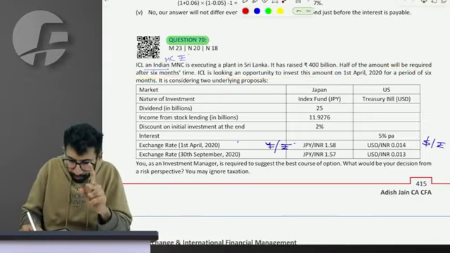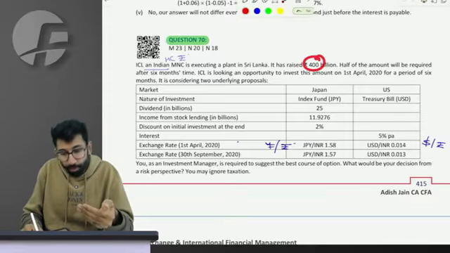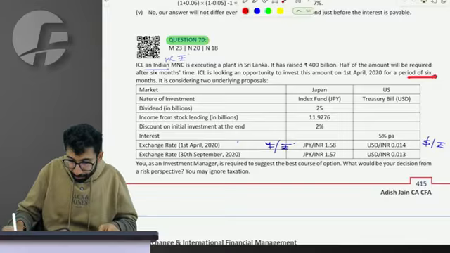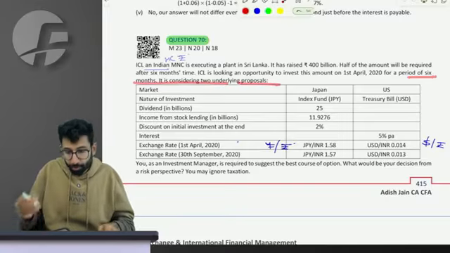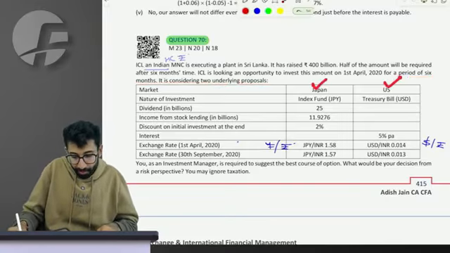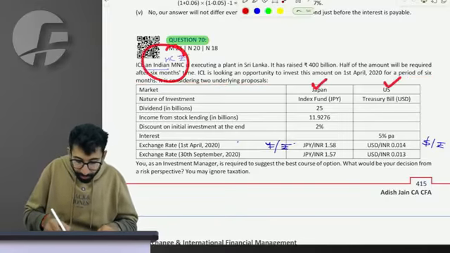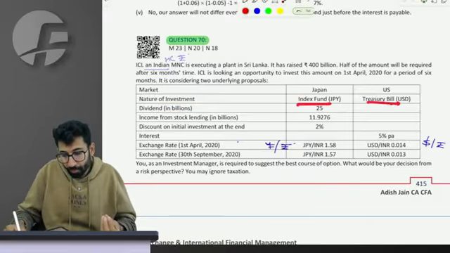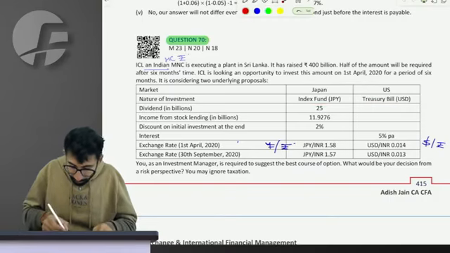So on 1st April, half of 400 billion, which is 200 billion, is extra with me. I am looking for an opportunity to invest for a period of 6 months, considering two options. One is I can invest in Japan, another is the US. If nothing else is specified, I am an Indian company, so my home currency is the rupee. Nature of investment: here it is an index fund, there it is a treasury bill, which means stock market versus bond market.